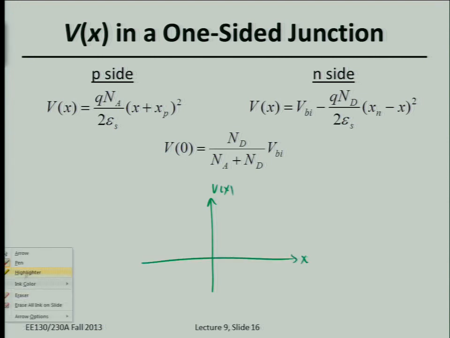So most of the voltage, we know it has to go up to VBI on the N side, and it starts out at 0 on the P side. Since all the band bending and the voltage drop is on the N side, it's just going to be concave up like this.